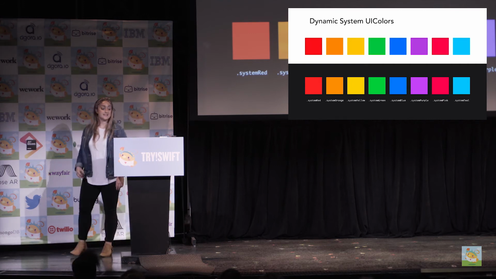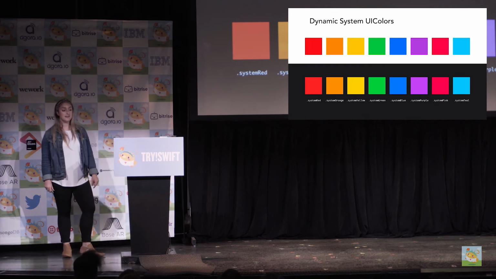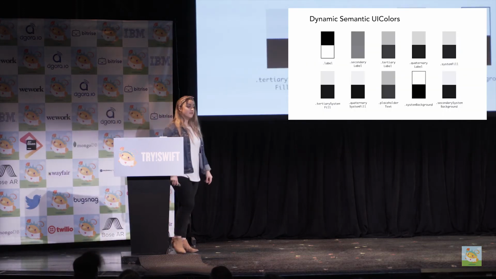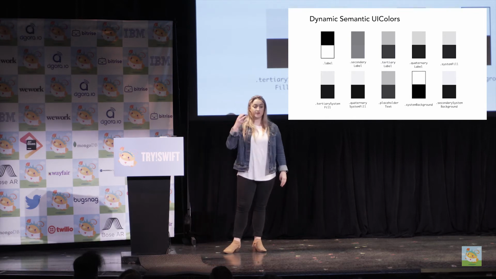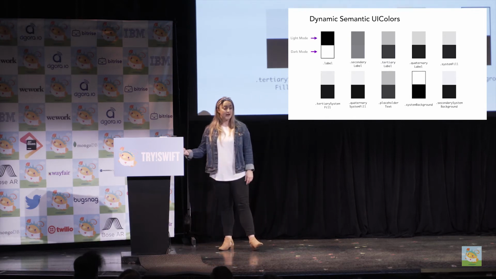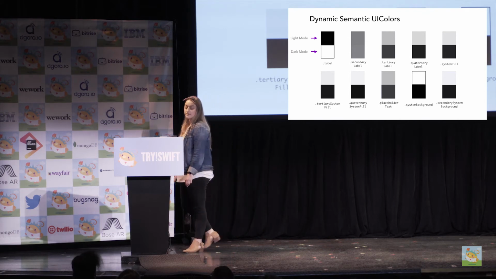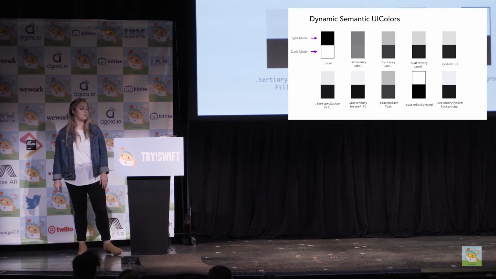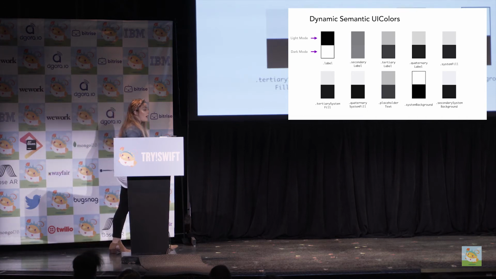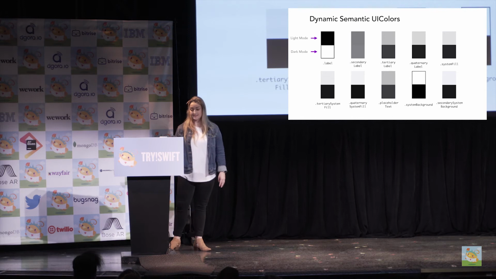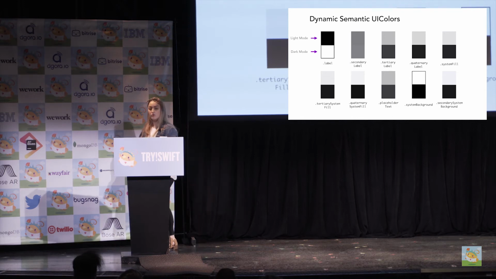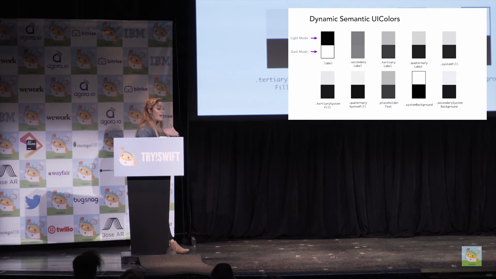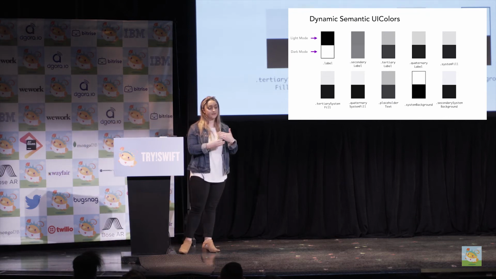In addition to dynamic system colors, you're also going to want to adopt dynamic semantic colors. Very similar to what you just saw, these colors are named based on their usage instead of the color that they represent. The top version is what you're going to see in light mode, and the bottom version is what you're going to see in dark mode. Now, the first one, for example, is called label. This is meant for primary content shown for text in your app. So if you're in light mode with a white background, the text will render as black. Similarly, in dark mode, if you have a black background, the text is going to render as white.